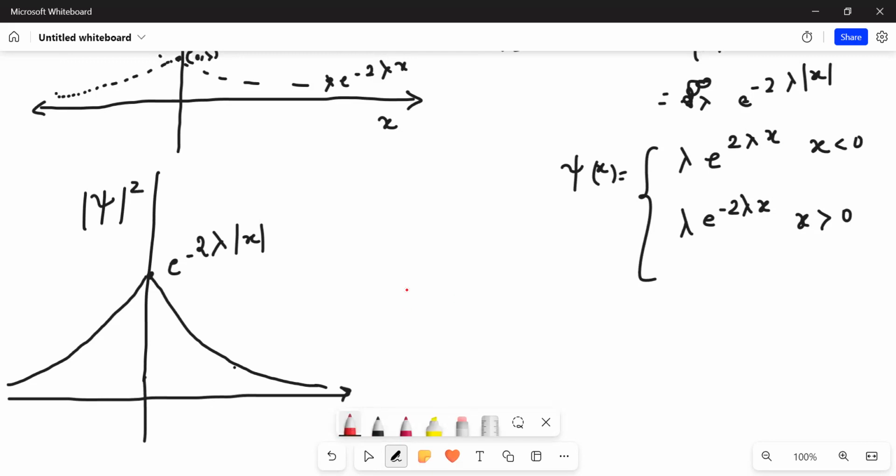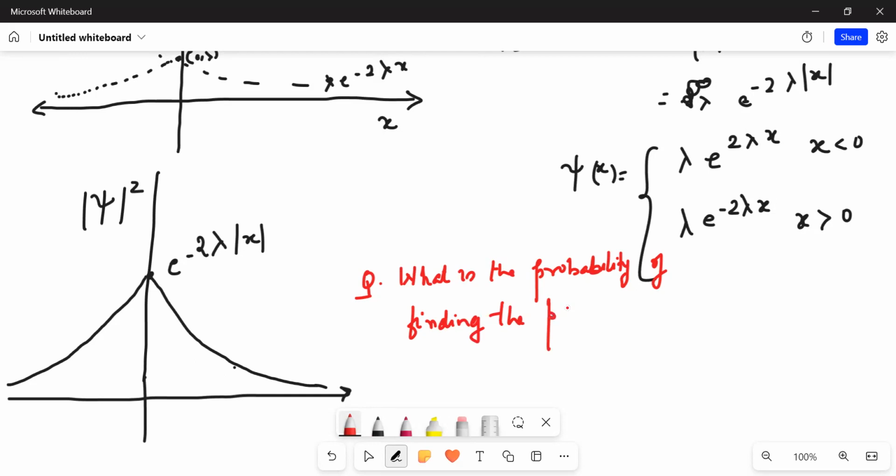Now I'm giving you a simple question. What do you think is the probability of finding the particle from sigma to infinity, where sigma you already know? What is sigma? Sigma we've already found. Sigma was, I think, 1 upon root 2 lambda, I guess.